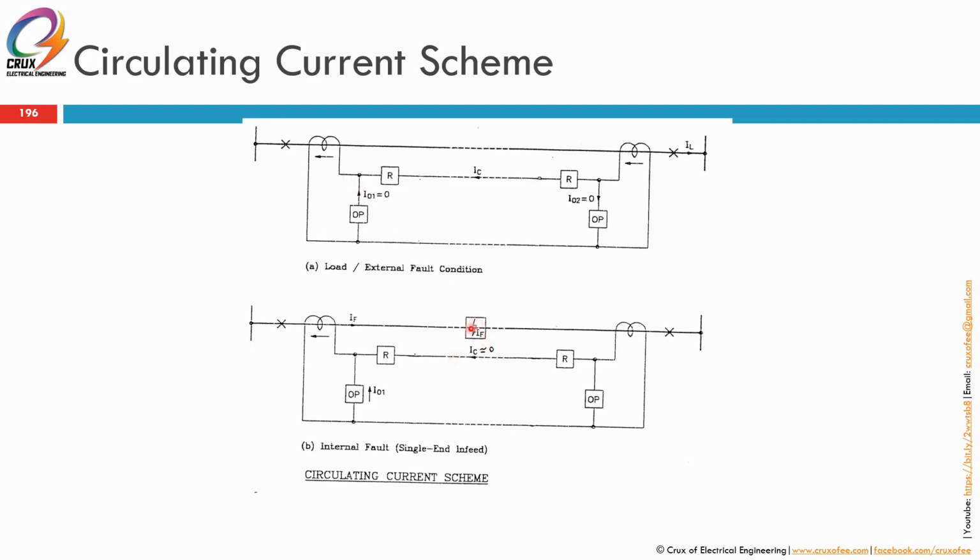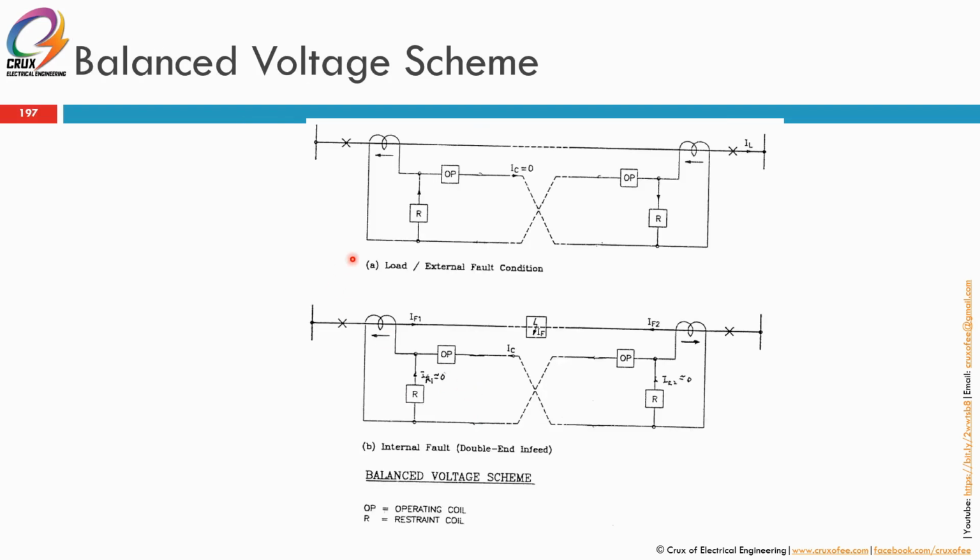Whereas, if there's any fault within the boundary of the CT, this CT will not be reading any current, but this CT will be reading the fault current. So there will be a fault current circulating, which is enough to trigger the operating coil of the relay of the differential relay for the line. So this is a balanced voltage scheme.